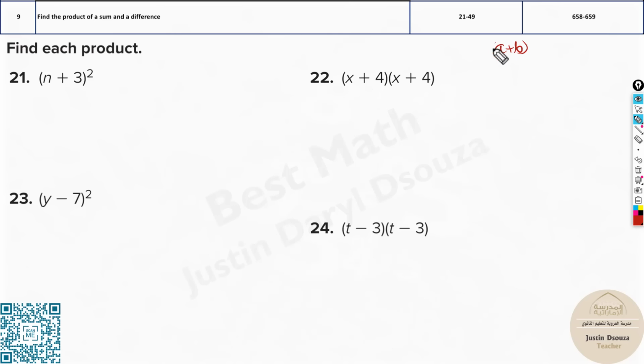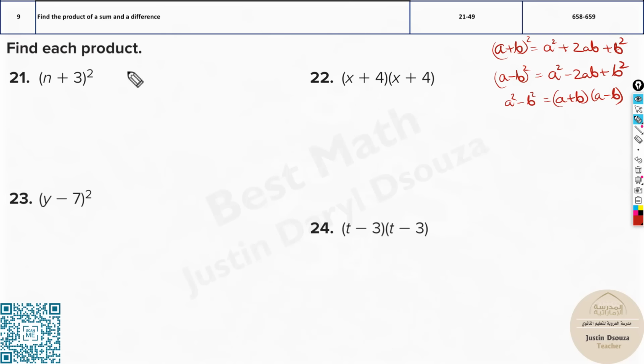a plus b the whole squared would be equal to a squared plus 2 times ab plus b squared. That's first. Next one will be a minus b the whole squared. That will be equal to a squared minus 2 times ab plus b squared. And lastly, if it was a squared minus b squared, we can write it as a plus b times a minus b. So these are the formulas.